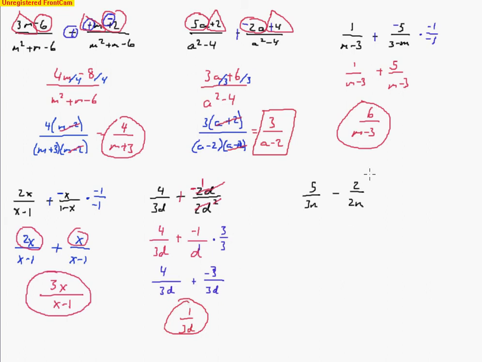This one we're not so lucky in canceling as much stuff out, but I do see a little bit of canceling. See, I could reduce this by canceling out a 2, and I'm just left with an n there. So I have 5 over 3n minus 1 over n. So again, I could just multiply the second fraction by just 3, and that will make a 3n. And I'll also change it to an addition problem in just a moment. So 5 over 3n minus 3 over 3n.